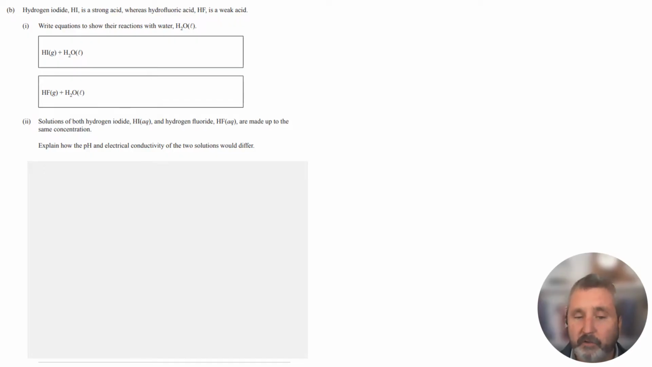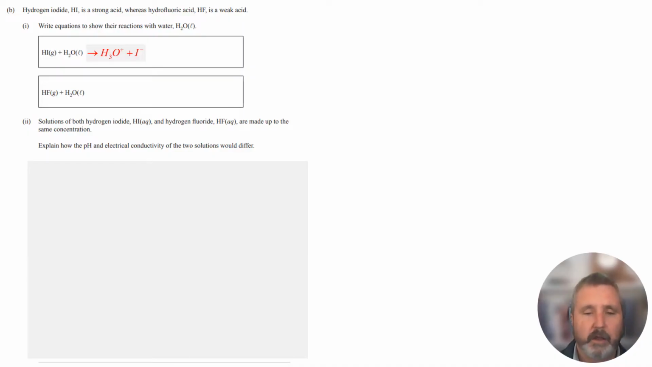Hydrogen iodide is a strong acid. Okay, we know what that means. That means fully dissociates, or an arrow going directly to the right, whereas hydrofluoric acid is a weak acid. Double arrow, dynamic equilibrium. So we're going to draw these two here because we've got the equation started for us. We're going to draw the correct arrows. They haven't drawn the arrows because the arrows are important.